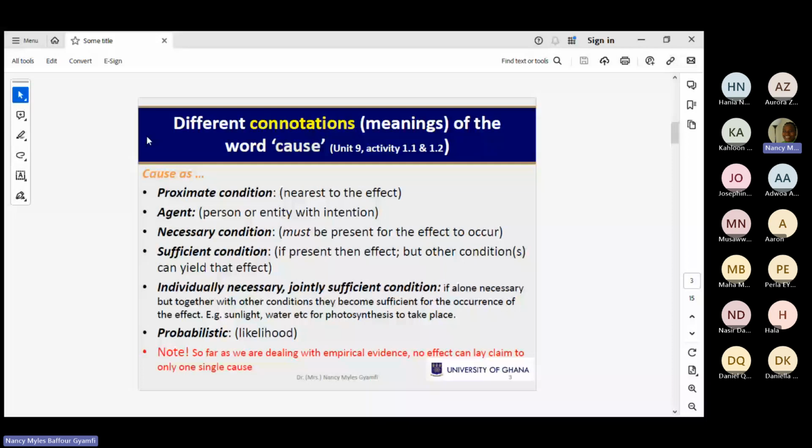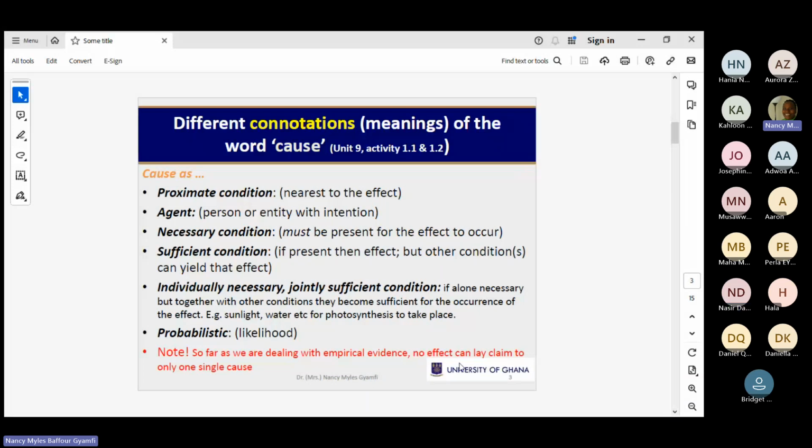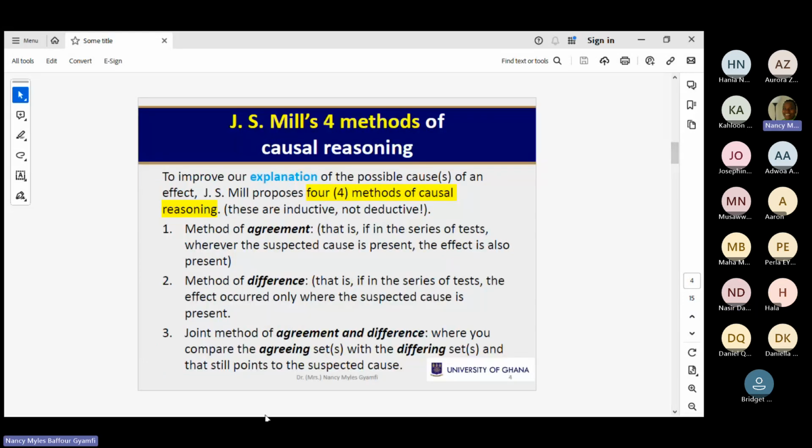So sometimes when we say what caused it, we have that in mind, not just the proximity or the necessity or sufficiency. Finally, the probabilistic cause. The name tells you what it is, what probably could have caused the effect. We did all that yesterday, so we can quickly move on to J.S. Mill's methods of causal reasoning. So J.S. Mill, a fine thinker, a philosopher, he philosophizes on science and its methods.